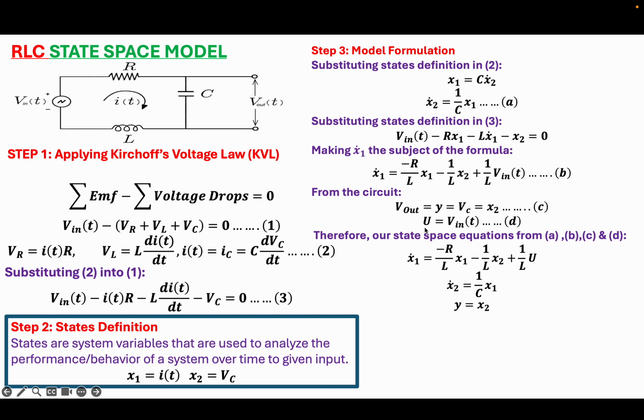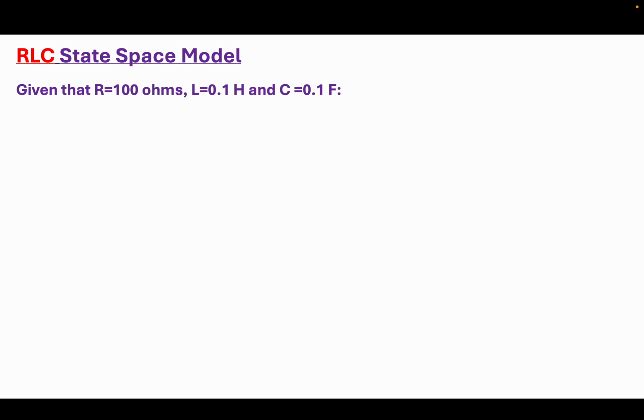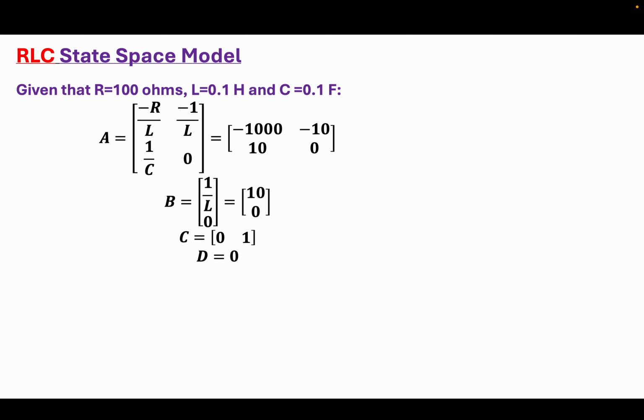So from A, B, C, D, these are my state space equations. And representing them in matrix form, I will have this matrix equation. So you can go through S1 dot just to prove that it is correct. So S1 dot is just minus R over L times S1 plus minus 1 over L times S2, which will give you this part, then plus 1 over L times U. So doing the same for S2 dot and Y, you will see that this is the correct state space matrix form. So given this resistor, inductor, and capacitor values, my ABCD matrices will be this.